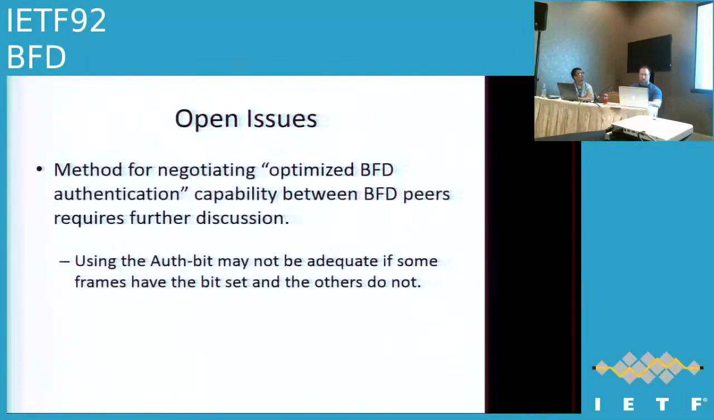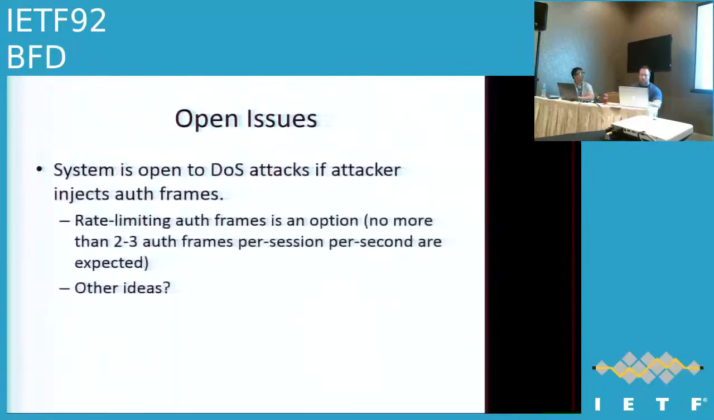Yeah, we've already discussed the need to negotiate the capability between peers, so we can just move on to the next slide. The system is still, like all authentication methods, open to denial of service attacks. We can try to rate limit, although that's not really a solution. So we need to have further discussion on how to prevent denial of service attacks. And next slide.